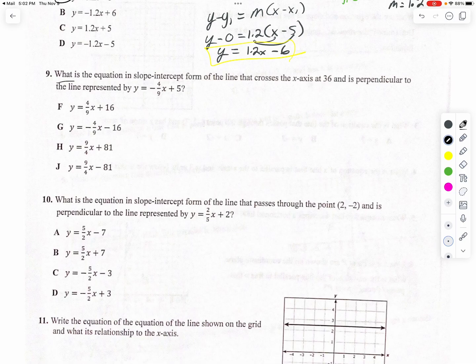With number 9, it says, what is the equation in slope-intercept form, right, of the line that crosses the x-axis at 36. To cross the x-axis at 36 means it's the x-intercept. And so 36, 0 is the point. That means our x1 is 36 and our y1 is 0. And it is perpendicular. So that's talking about slope, perpendicular to this here.